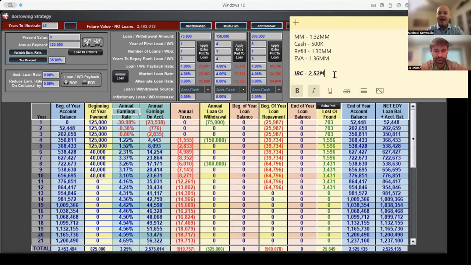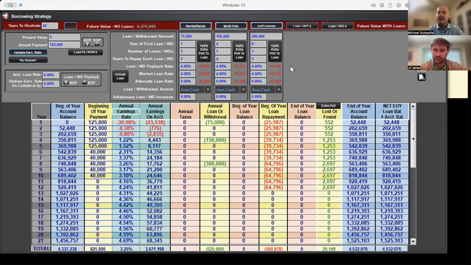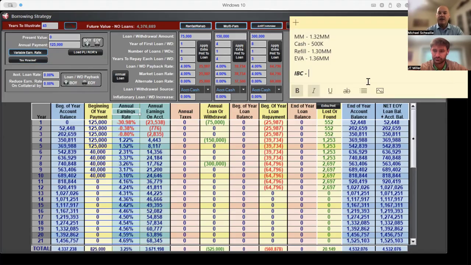But hang on one second. What's one of those characteristics I just mentioned? We don't have to participate with the IRS. So we didn't just go up to 2.52. We went up to 4.53 million instead of 1.36.